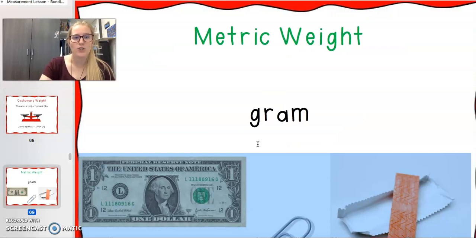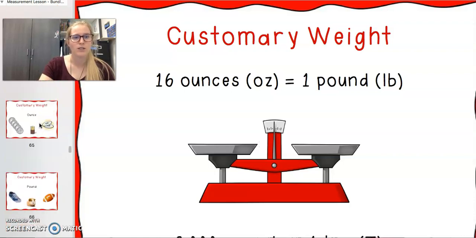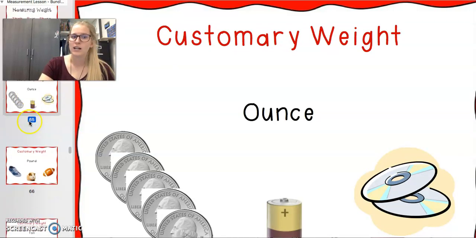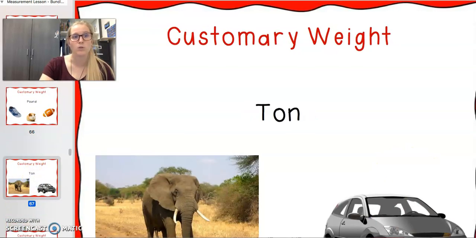Okay, we're not going to go into metric weight yet. It's just important that you remember these ones right now. So 16 ounces equals 1 pound. 2,000 pounds equals 1 ton.